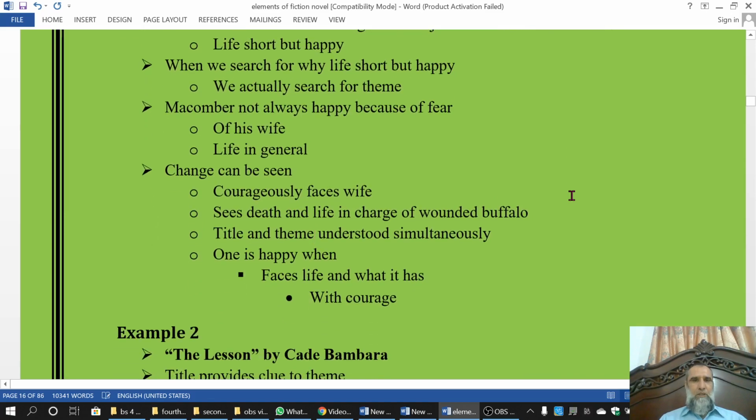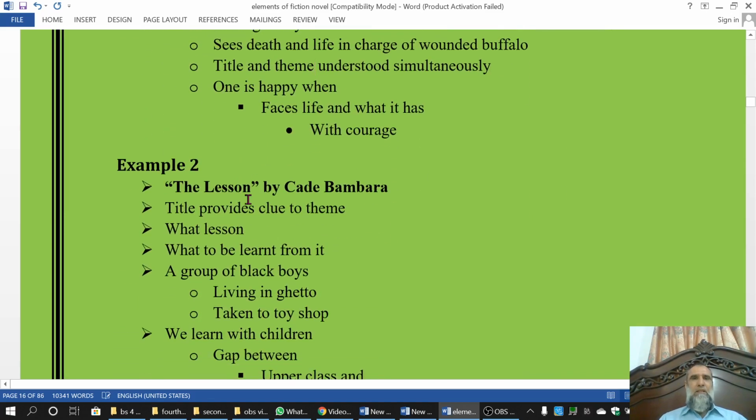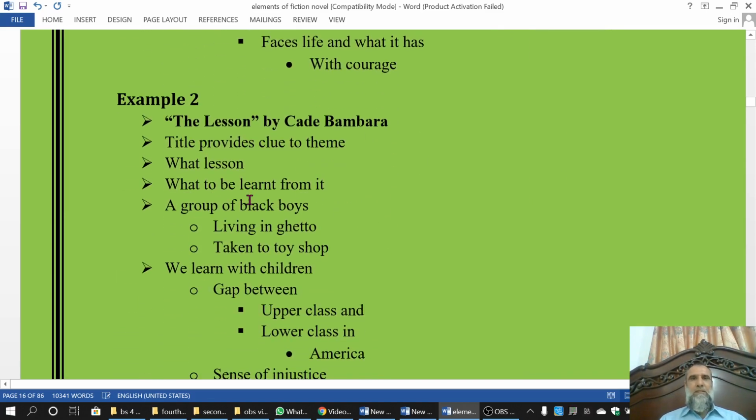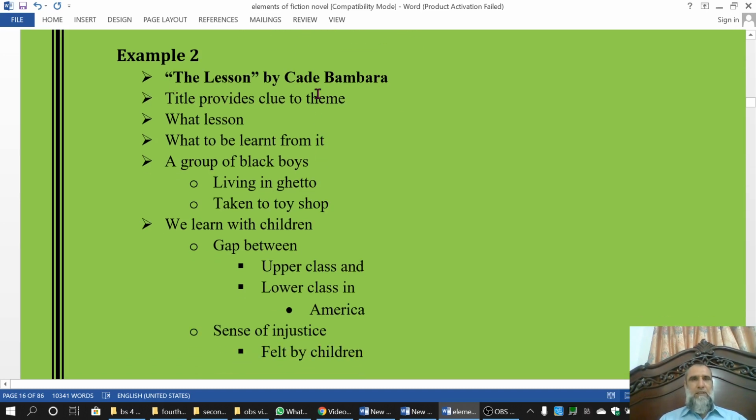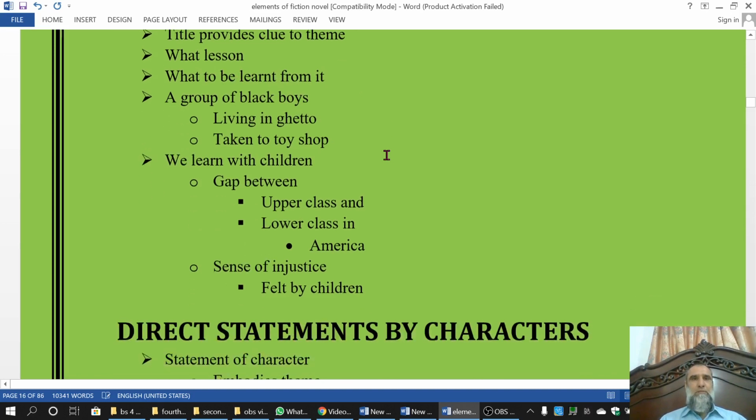If you want to do another example, that is the story The Lesson by Toni Cade Bambara. And in this story, again, the title, The Lesson, provides us the clue to the theme, and we start thinking about what the lesson might be. And when we try to find this out, this actually would be the theme. What do we learn from it?